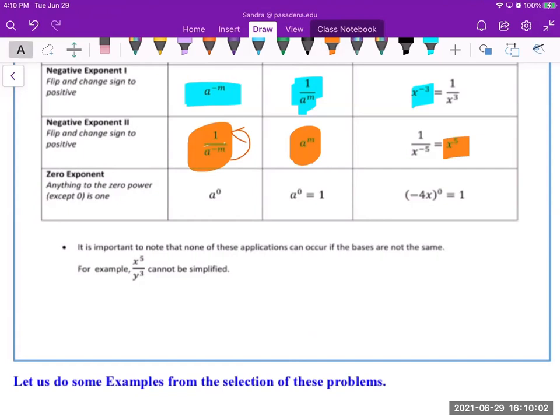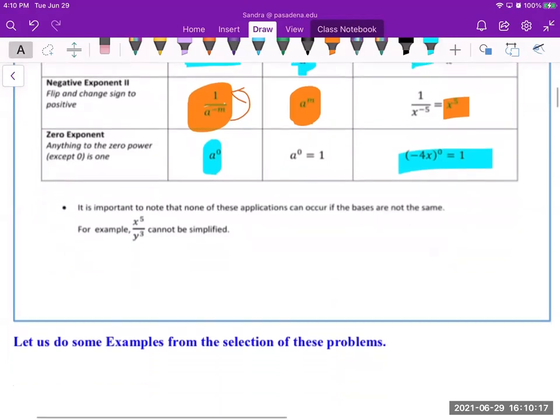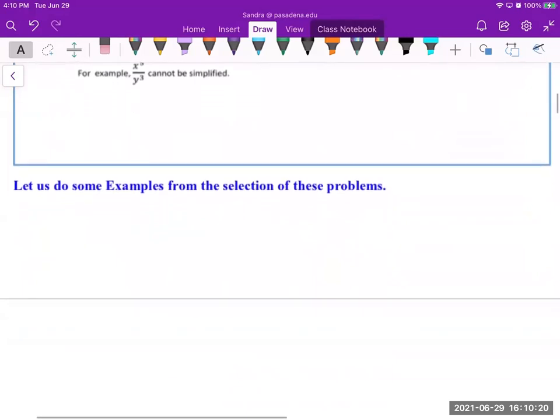Now, if you are curious why a to the 0 power is 1, maybe you can ask me either during office hours or, if we have to show up to class, then we can do that.